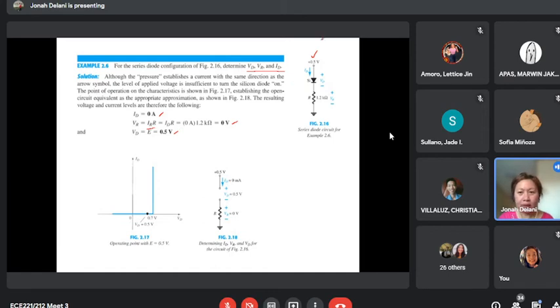So this is the case. The applied voltage should be enough. Although it is forward bias, the requirement for the diode to turn on is, one, forward bias, and the other is that the voltage applied should be sufficient to turn the diode on. Here it is only 0.5.